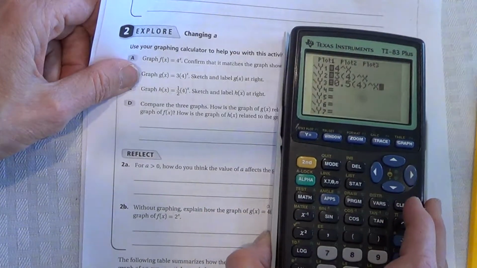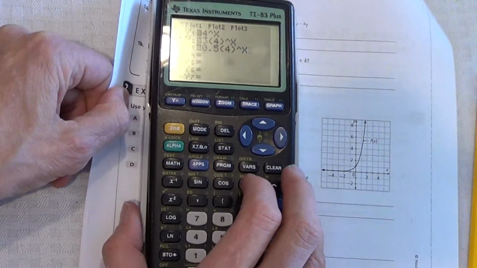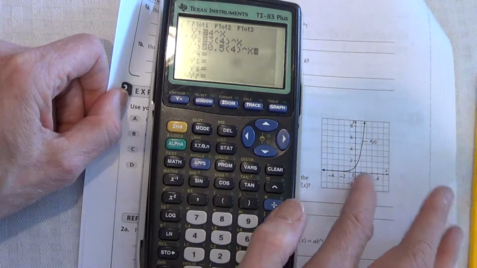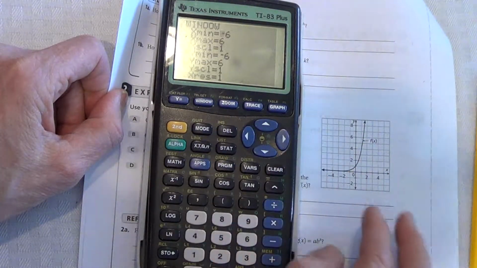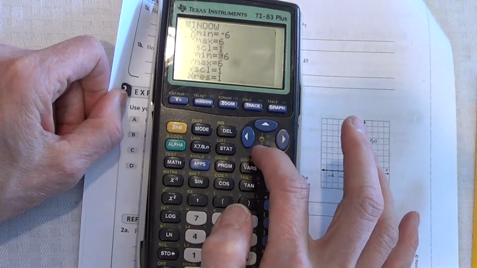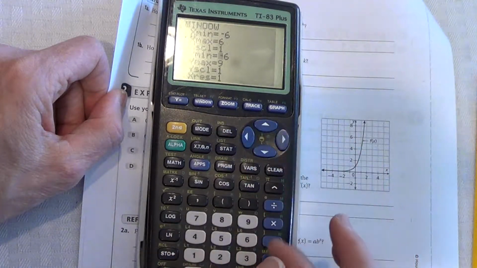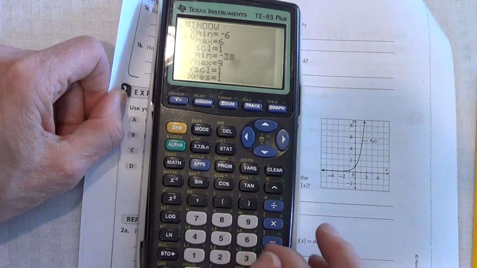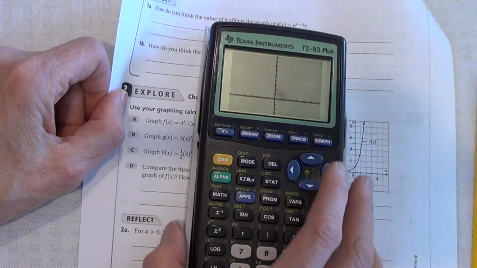Okay. We'll get the same window as our graph here has. And our graph here has x going out to 6, so let's go to the window. 6 and 6, that's good. Y goes up to 9 on this one and goes down to about 3. So there we go.